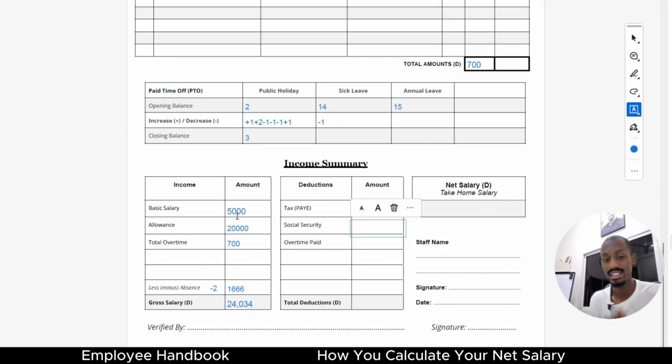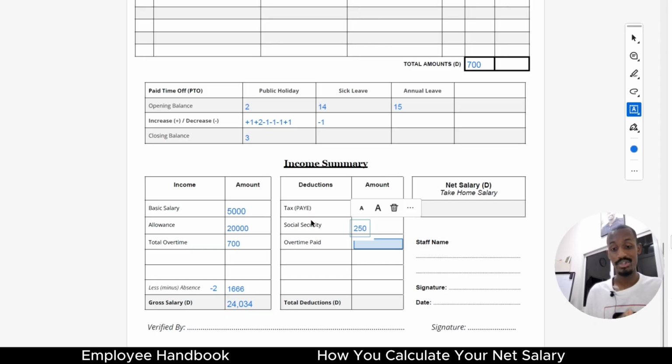So if you look at this, if our basic salary is 5,000, 5% of 5,000 is 250. So what will happen is this will be removed from your salary and sent to your social security. Social security is like a bank account, just like GT Bank and others.